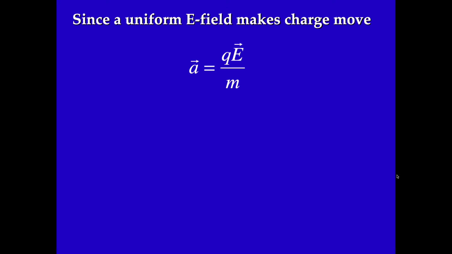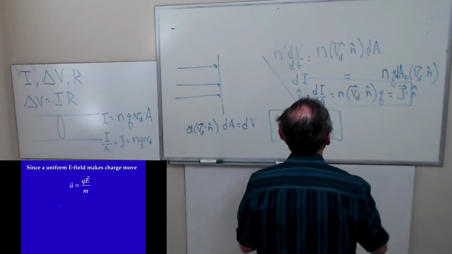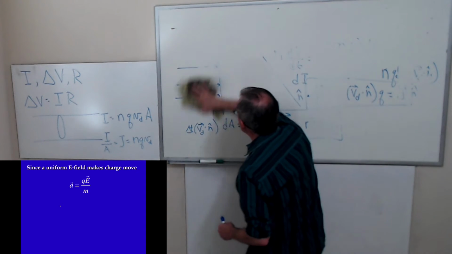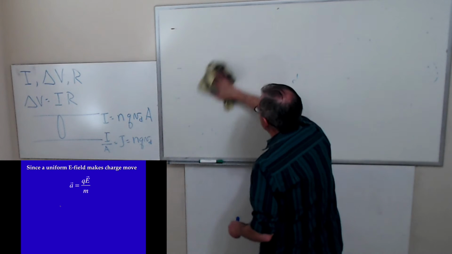I want to give you a crude model of how electrons are moving through a wire. In order for the electrons to move through a wire, they require an electric field. The electric field produces an acceleration, and of course that produces a change in velocity. Let me go to the board. So let's see what kind of model we can build based on this idea.